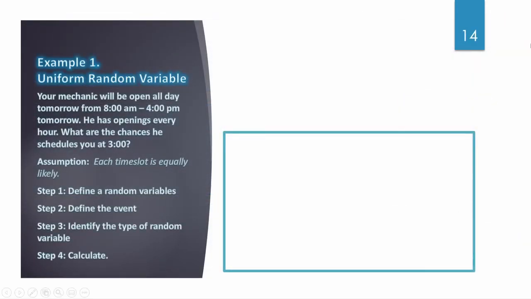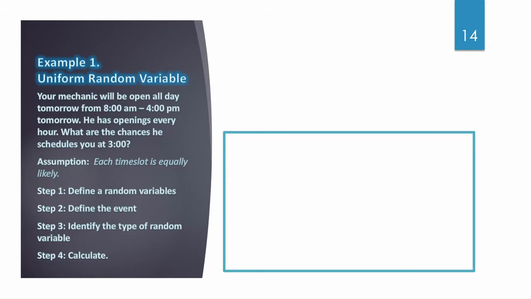All right, so here's our simple example. You've got a mechanic that's going to be open from 8 a.m. to 4 p.m. tomorrow. He's got openings every hour, and he's totally unbooked. What are the chances that he schedules you at 3 o'clock p.m.?